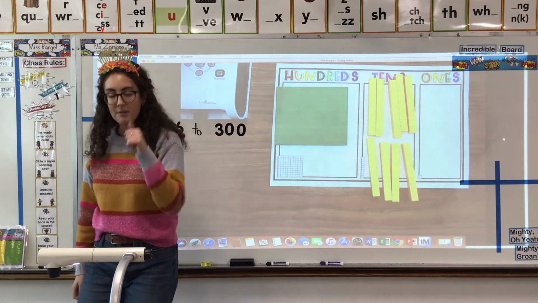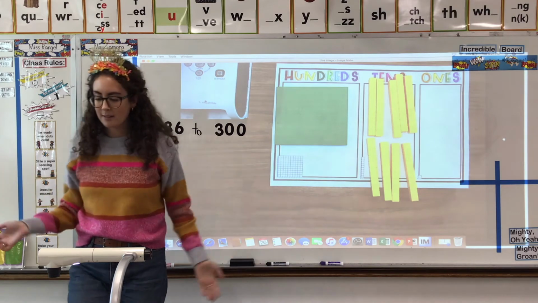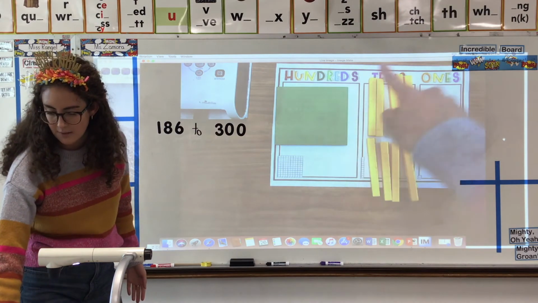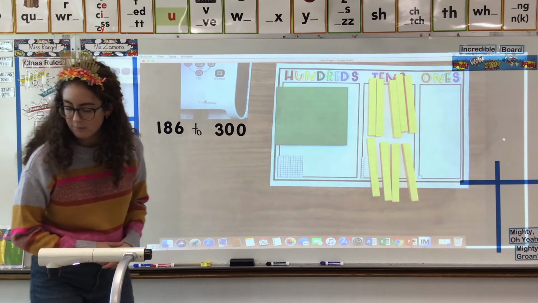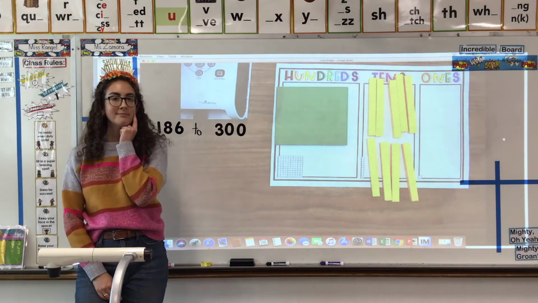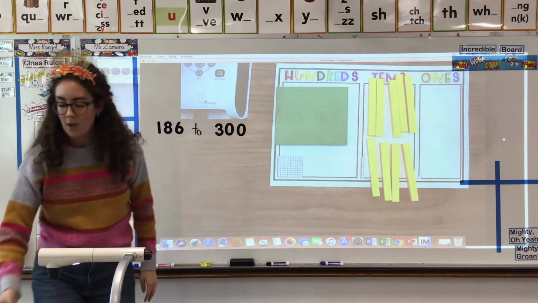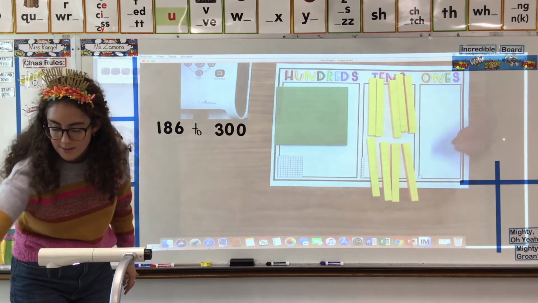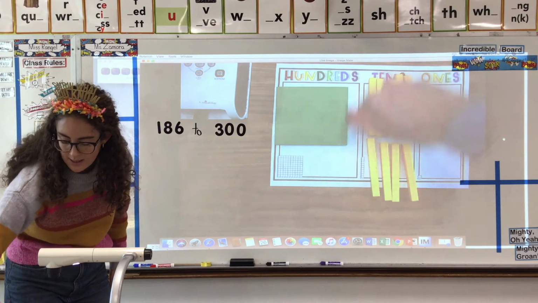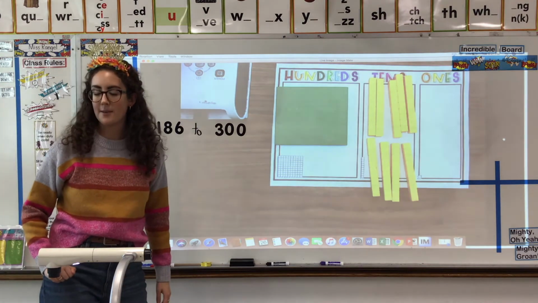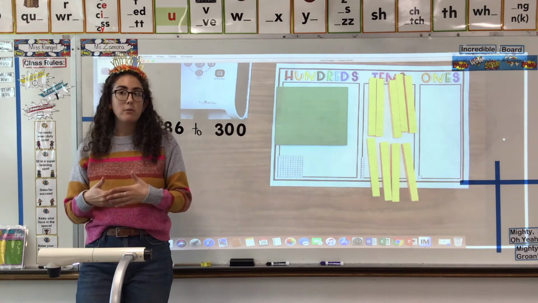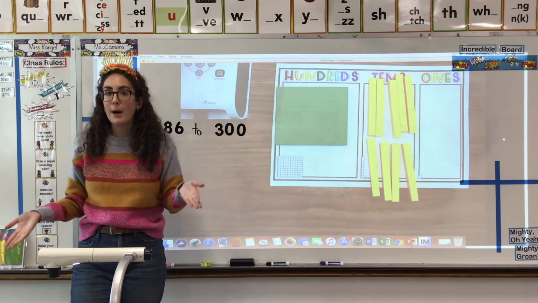But now, let's take a look. Where are we at? How many tens do we have now, second grade? How many tens? 9 tens. We have 9 tens. So now that we've bundled all our ones, we're in the tens place. And we need to count by tens. And we need to figure out, when can we bundle?